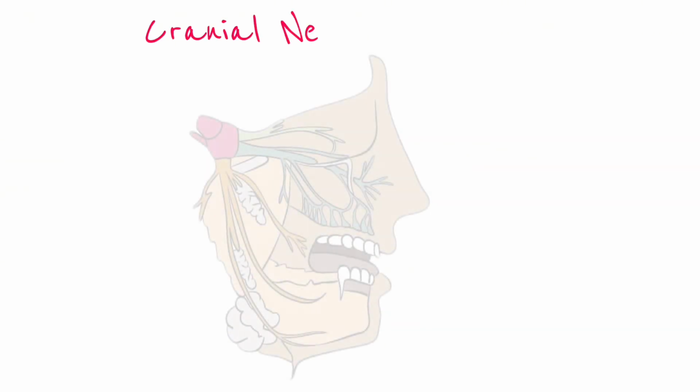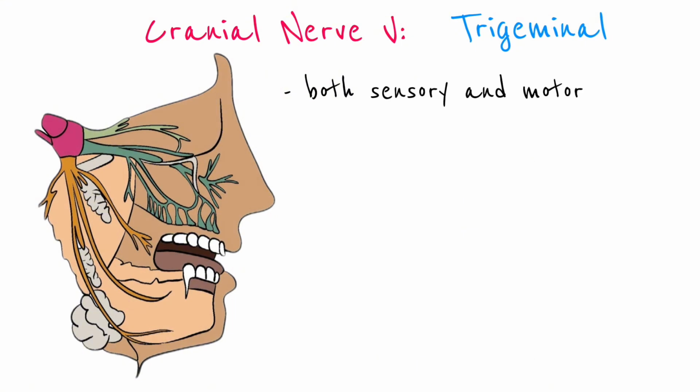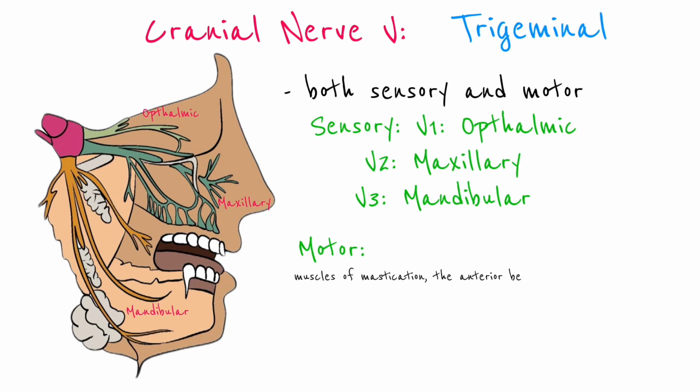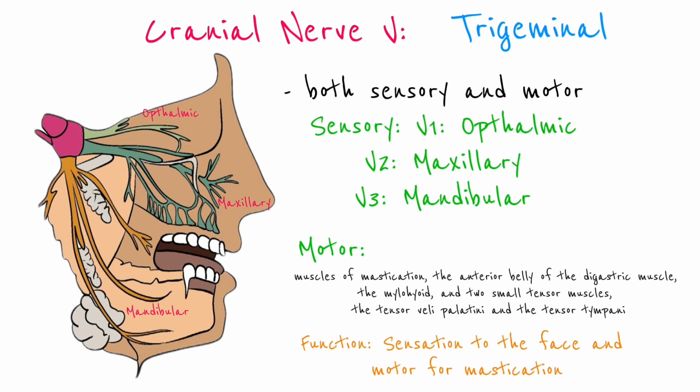Cranial nerve 5, trigeminal nerve. This nerve is both sensory and motor. The sensory innervation of the face is provided by cranial nerve 5, which has 3 major branches: V1 ophthalmic, V2 maxillary, and V3 mandibular. Furthermore, the muscles of mastication, the anterior belly of the digastric muscle, the mylohyoid, and 2 small tensor muscles, the tensor veli palatini and the tensor tympani, receive motor innervation from its V3 branch. It functions as both sensory to the face and motor to the muscles of mastication.